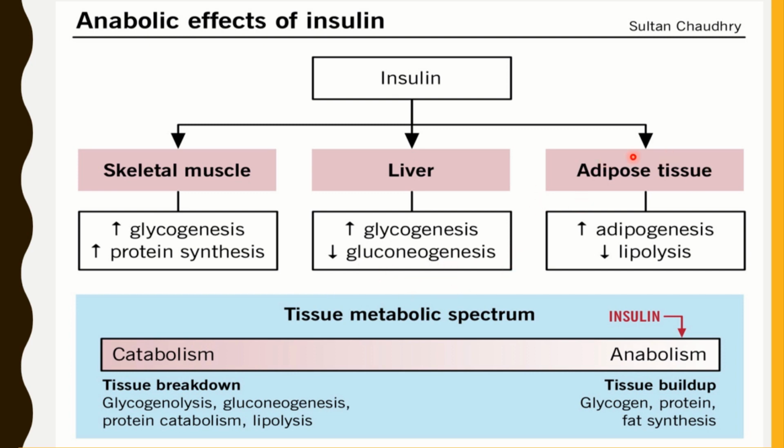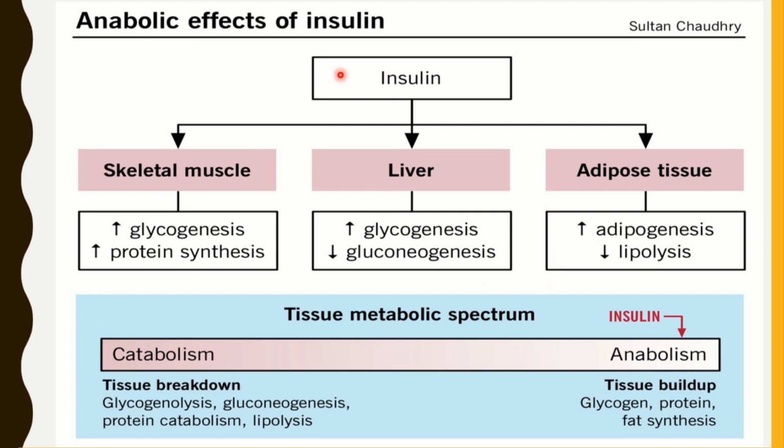Now in the adipose tissue, insulin has some functions, such as it will reduce lipolysis. So why is it reducing lipolysis? Because when there is increased lipolysis, there will be increased free fatty acid. When there is increased free fatty acid, there will be increased ketone bodies. Also, the lipid metabolic pathway is closely associated with the carbohydrate metabolic pathway. So in this way, it will reduce the lipolysis and it will increase the adipogenesis. That means it will increase the formation of lipid.